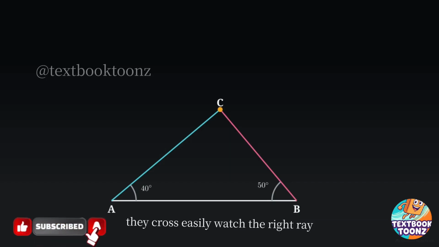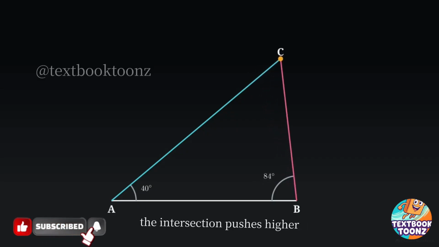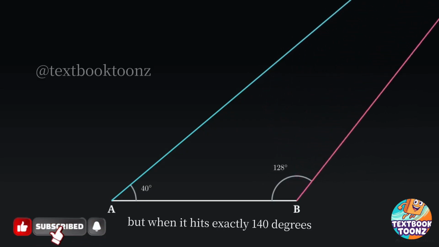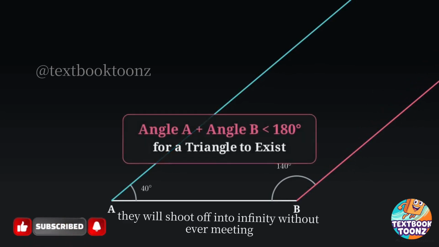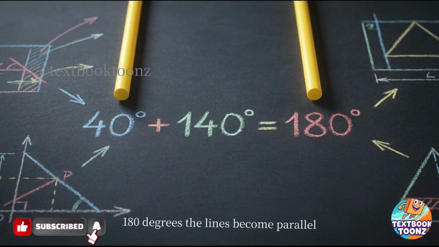Watch the right ray as we sweep it wider. At 90 degrees, the intersection pushes higher. But when it hits exactly 140 degrees, the 2 rays snap into parallel alignment. They will shoot off into infinity without ever meeting. When interior angles on the same side add up to exactly 180 degrees, the lines become parallel.